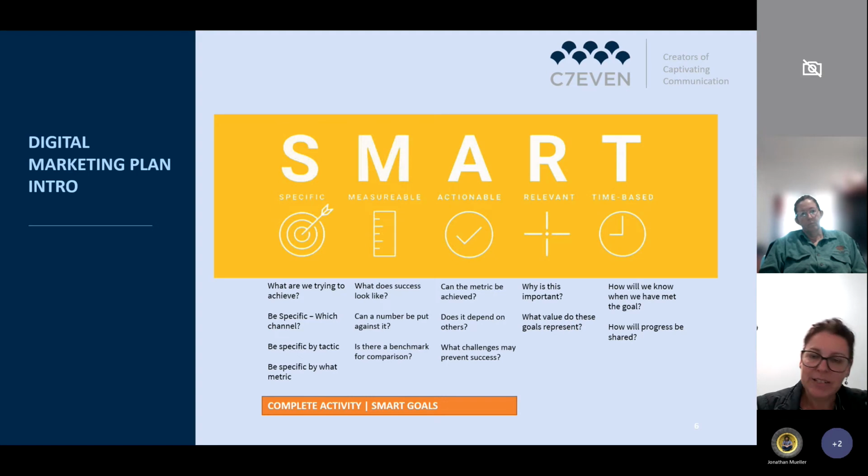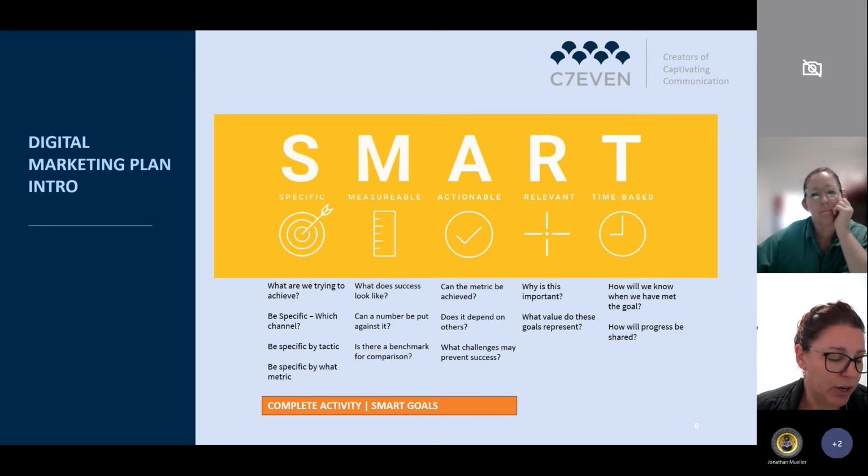So can it actually be achieved? Sometimes we can have these really great ideas, but when we start to break them down, we realise there could be challenges. COVID, for instance, posed a lot of new challenges on businesses around face-to-face events that made it extremely difficult to execute. So we had to have a look at different ways to get around that.